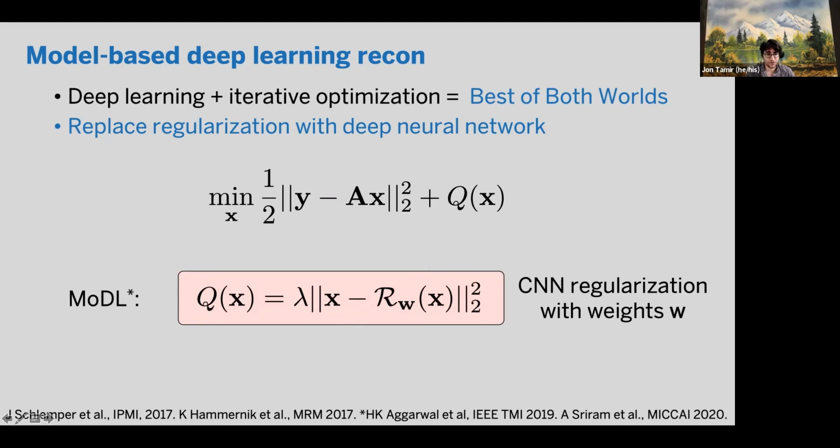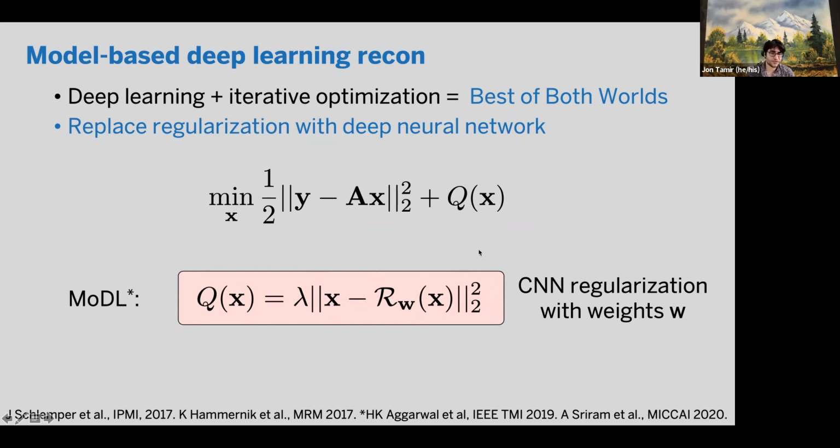And so the autoencoder R_W of X is a convolutional neural network with weights W. And its goal is to essentially denoise and de-alias the image X. And so if we do a good job, we expect this regularization component to be very small because the output image and its autoencoded version will both be clean and they'll have a small L2 norm.